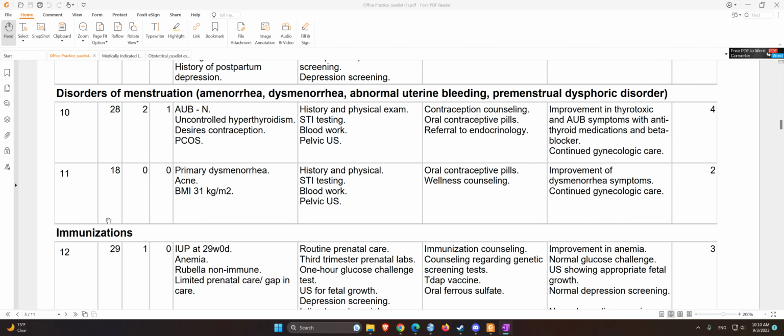So, let's see. Patient 11. This patient has primary dysmenorrhea. What's the difference between a primary dysmenorrhea versus a secondary dysmenorrhea? A primary dysmenorrhea is defined as cyclical, irregular, lower abdominal cramps that are originating due to the normal functional changes in the genital tract of females every month.